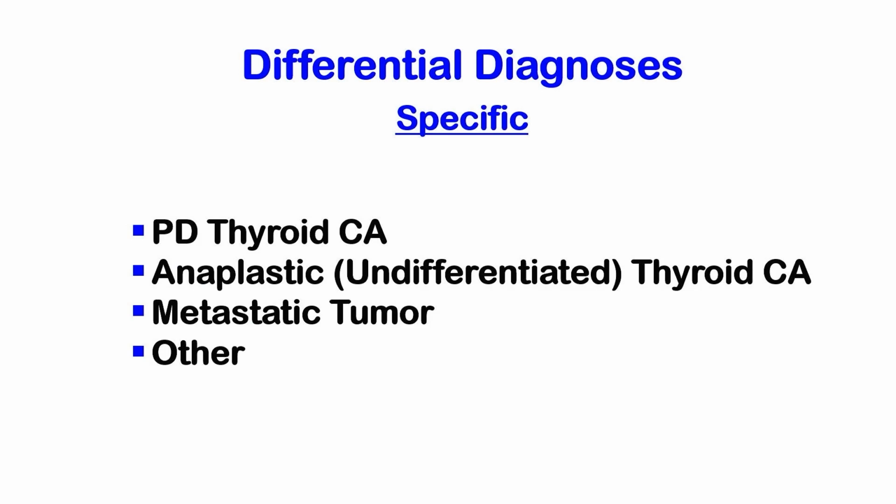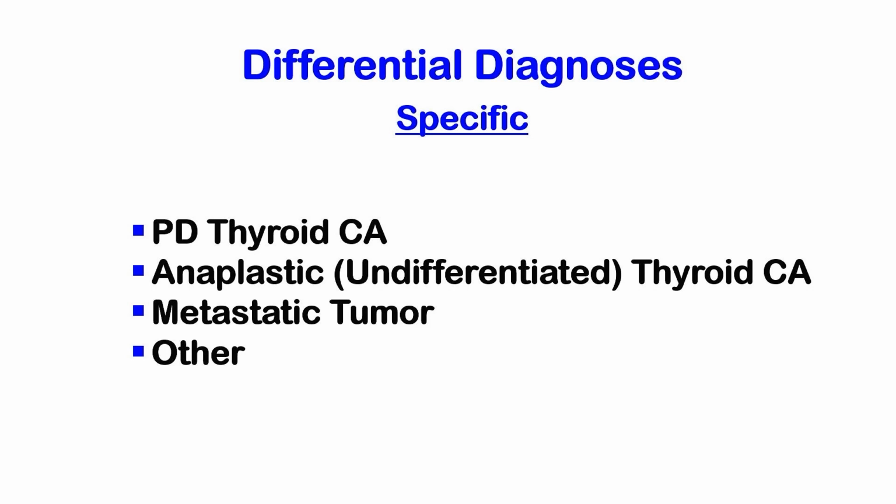In terms of specific diagnosis, is it a poorly differentiated thyroid carcinoma? It does look very worrisome, aggressive. Could this be anaplastic or undifferentiated? Although it looked worrisome enough, it didn't have the pleomorphism that you typically see in anaplastic. Metastasis would be way up on the top of the list of differential diagnosis, or maybe something other.